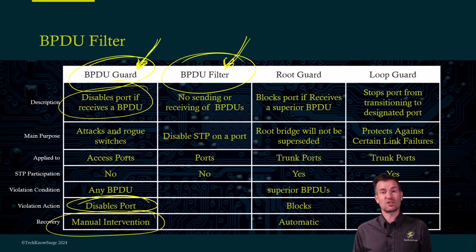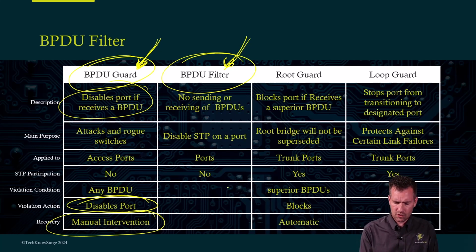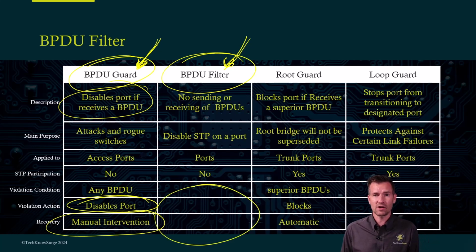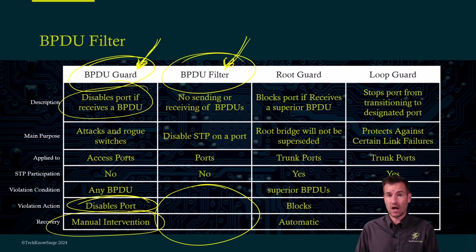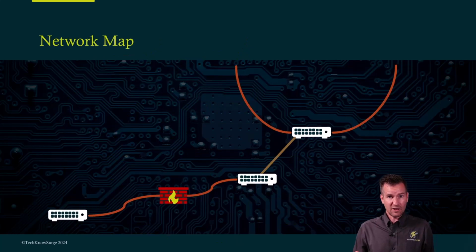Since essentially this is turning off STP on a port, there's really no violation that can occur here. And I've looked for some scenarios on the internet on when you would want to use BPDU filtering, and I haven't found any great scenarios. I've only come up with one scenario where this might be used.